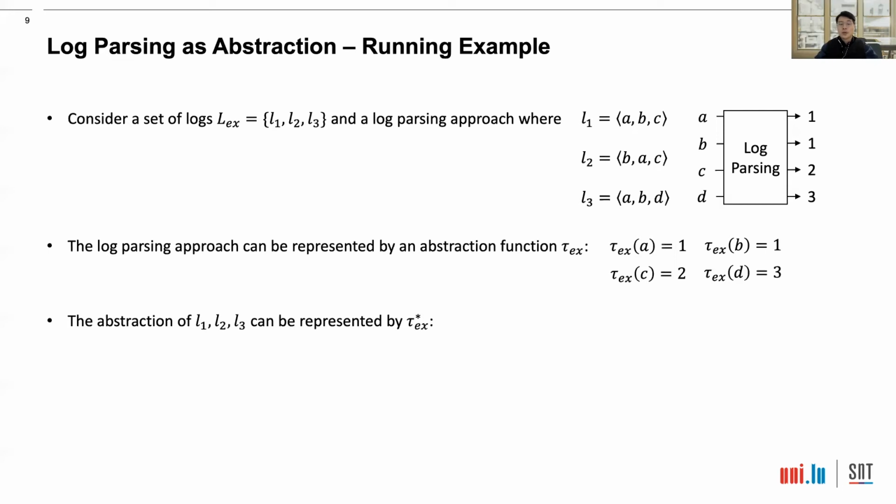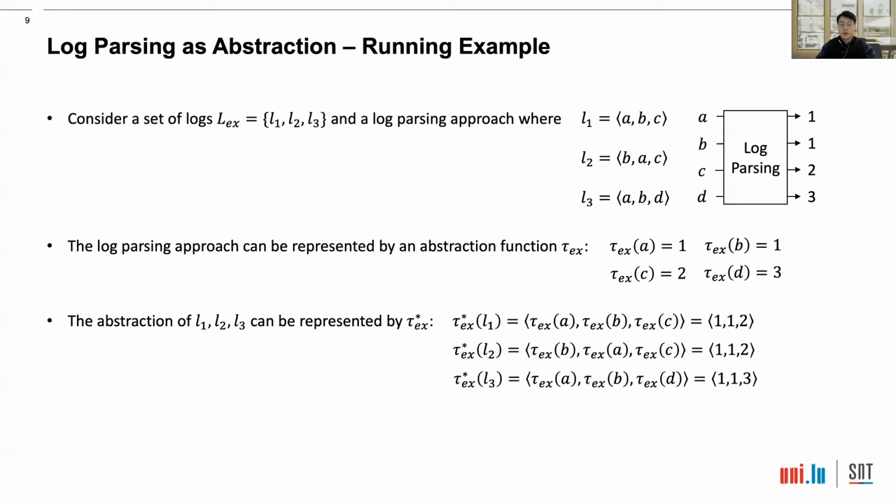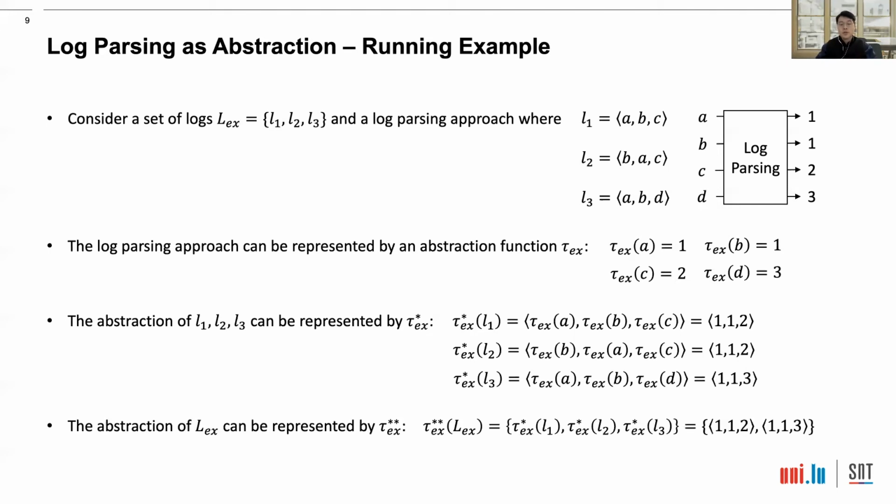Using this notation, we can also represent the abstraction of logs. For example, the abstraction of L1 is the sequence of abstracted messages, which is the sequence 1, 1, 2. Likewise, we can also present the abstraction of the other logs. Finally, the abstraction of the set of logs can be represented by this. And in the end, we can see that the original logs can be abstracted as a set of sequences. Each of them is represented here, 112 and 113.